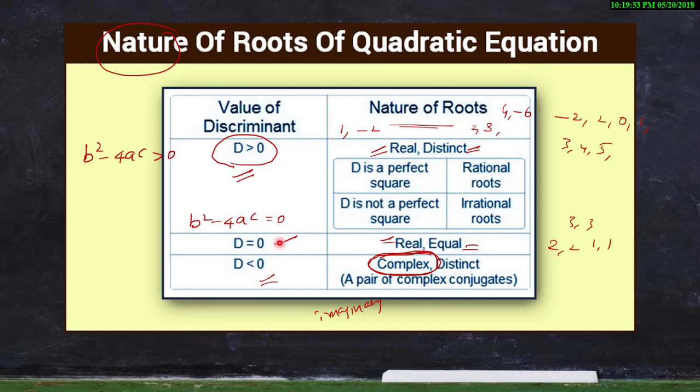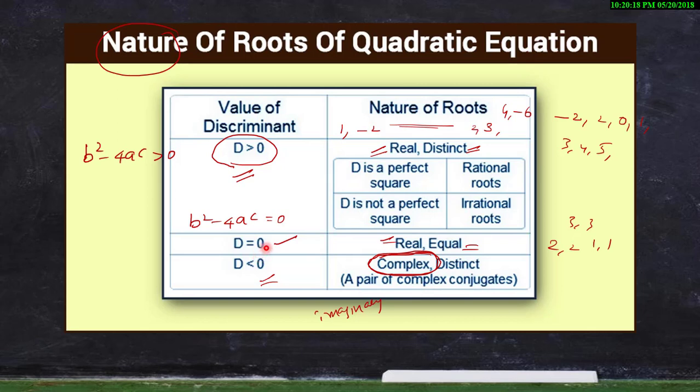When D is equal to 0, we'll get real and equal roots, like 2, 2; 1, 1; -3, -3; -2, -2. When D is equal to 0, we'll get real and equal roots. And when D is less than 0, we are not at all going to get real roots. We are getting complex roots or imaginary roots when D is less than 0. That's very important, right?